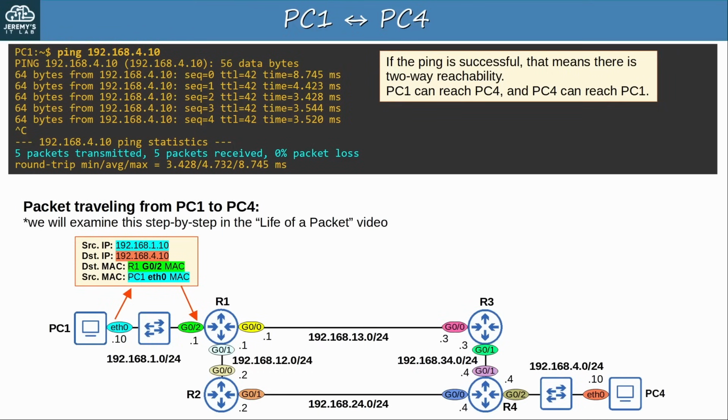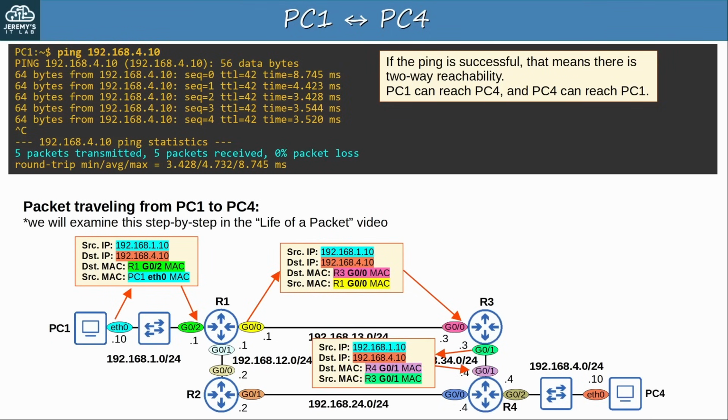Now R1 has the packet, and it's R1's job to forward it to the next hop, R3. To do so, it encapsulates the packet in a new Ethernet frame. This time the destination of the frame is the next hop's MAC address, so the MAC of R3's G00 interface. Now R3 has the packet and must forward it to the next hop, R4. To do that, it once again encapsulates the packet in a new Ethernet frame, and the destination of that frame is the MAC of R4's G01 interface.